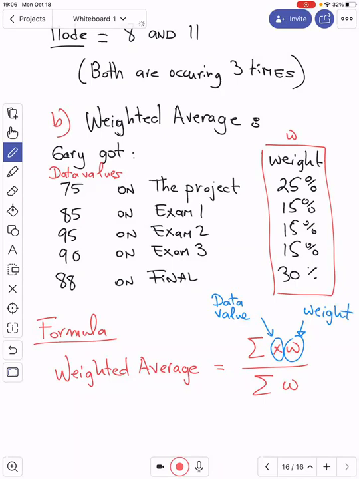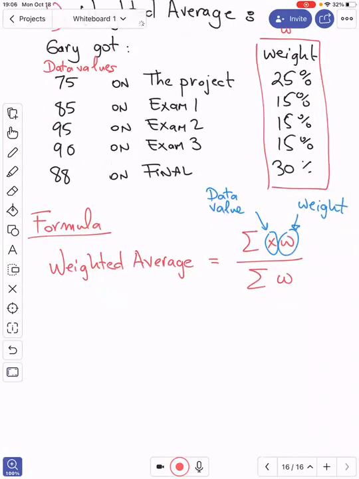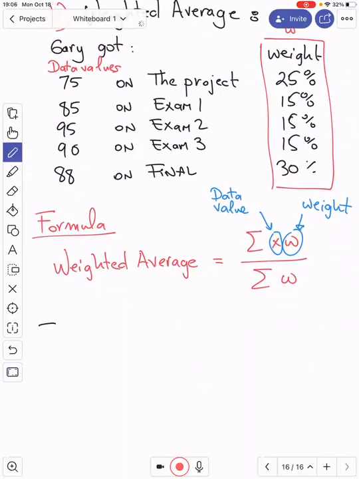So in this example, the sum of X times W, like in the first, in the project. As you can see in the project, Gary got 75, right? That'll be your X, and the corresponding weight is actually 25%. So X times W will be 75 times the 25%. So 75, that's your X, the score in the exam or in the project, times the weight, that's 25%.